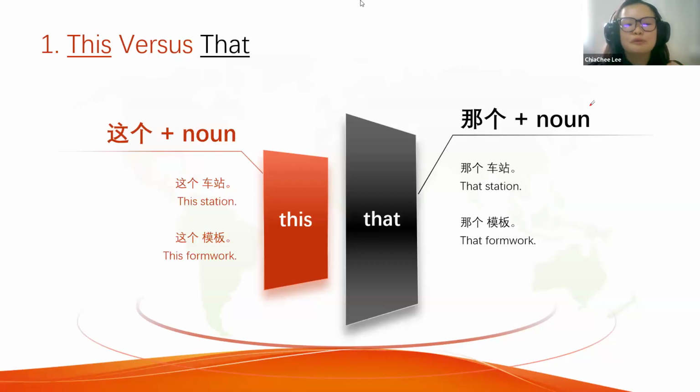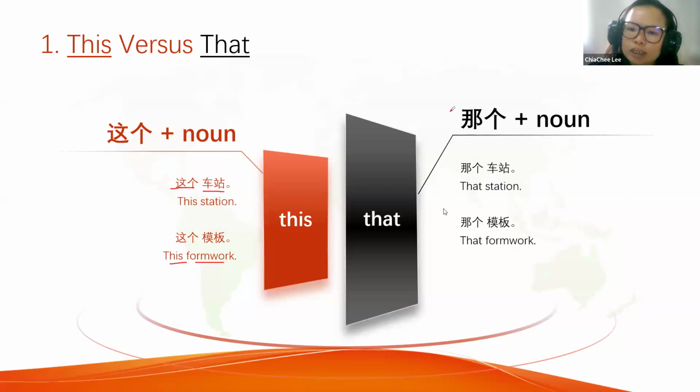please bear with me. When we want to make a simple sentence, 这个 plus noun would be one sentence. For example, 这个车站 is this station. 这个模板 is this formwork. So 这个 plus any noun. 这个人, 人 is a noun, right? 这个人 and then 这个路基, can understand? This subgrade. And 这个钢筋, this rebar. We just refer to something near to us as 这个.